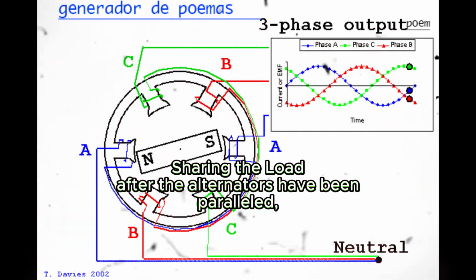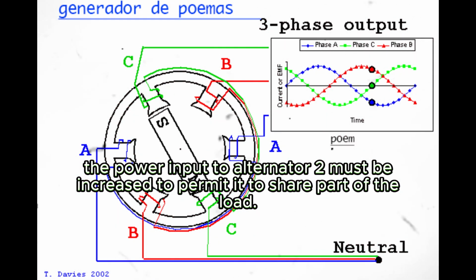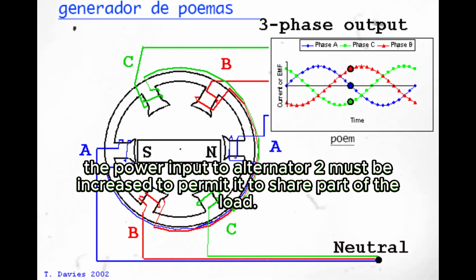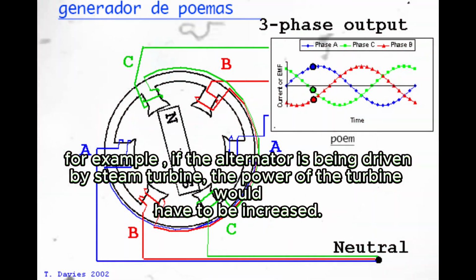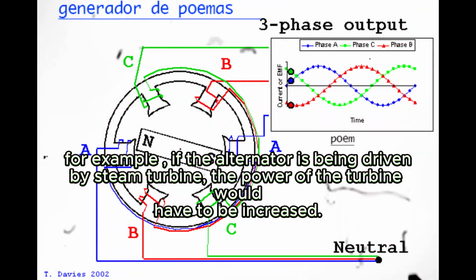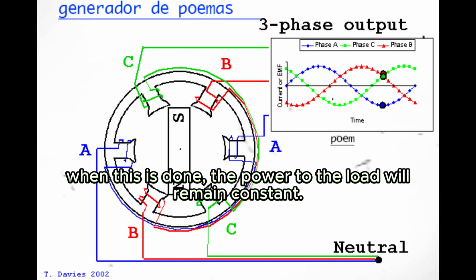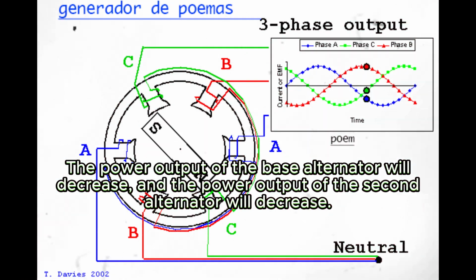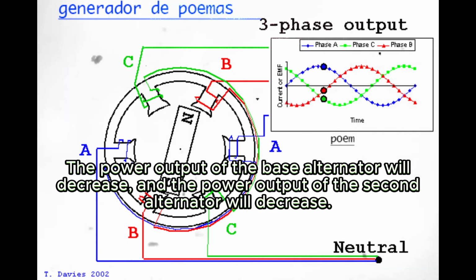Sharing the load. After the alternators have been paralleled, the power input to alternator 2 must be increased to permit it to share part of the load. For example, if the alternator is being driven by a steam turbine, the power of the turbine would have to be increased. When this is done, the power to the load will remain constant. The power output of the base alternator will decrease, and the power output of the second alternator will increase.